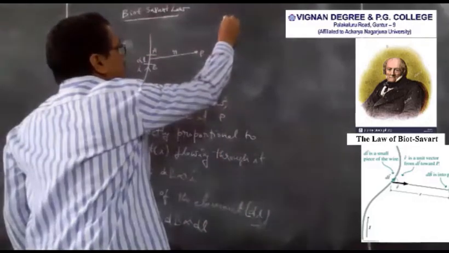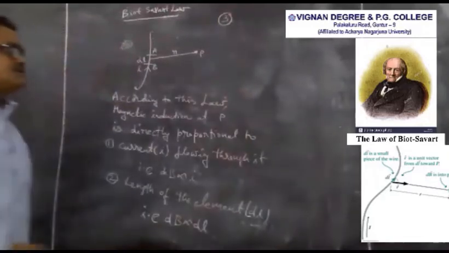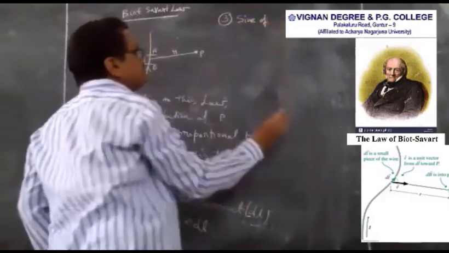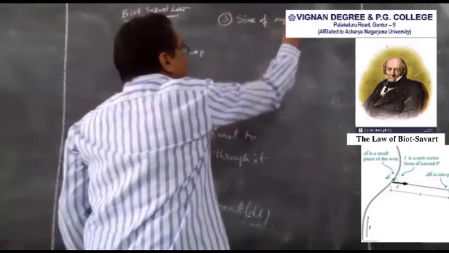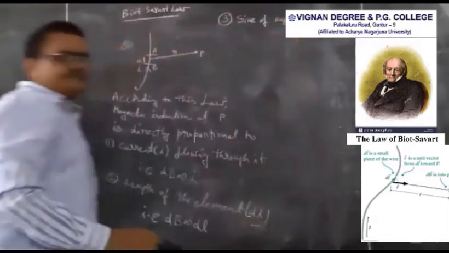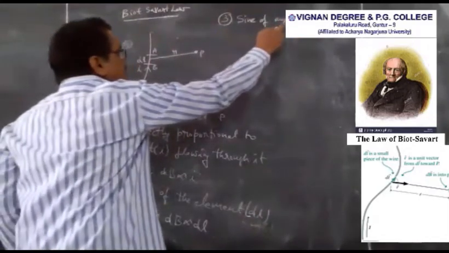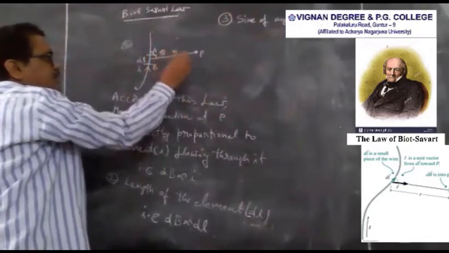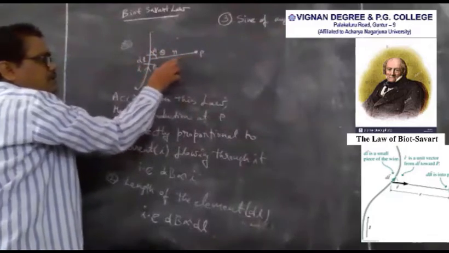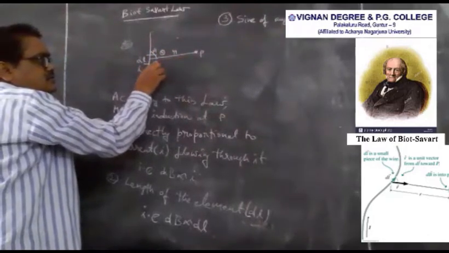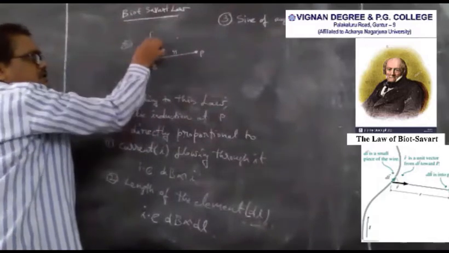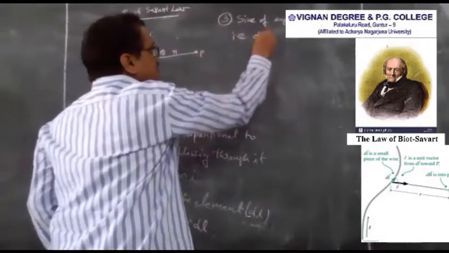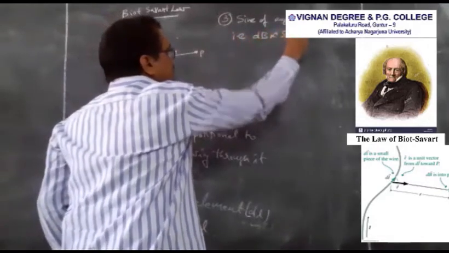Third one, sine of angle theta. Here theta is the angle made by the line with current direction. That is dB proportional to sine theta.